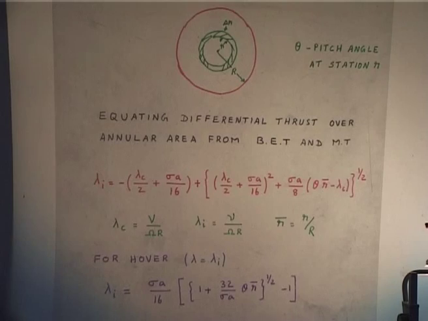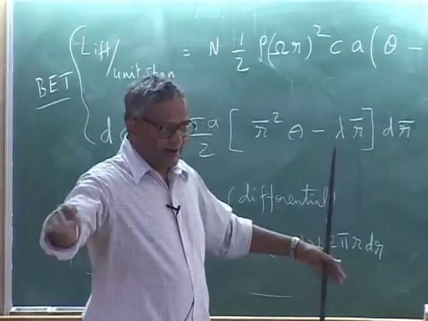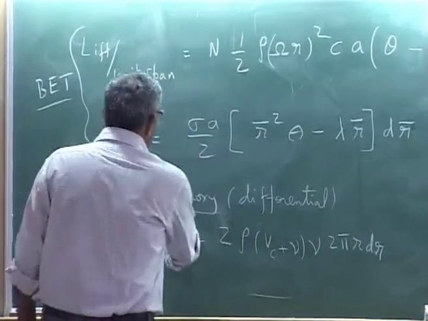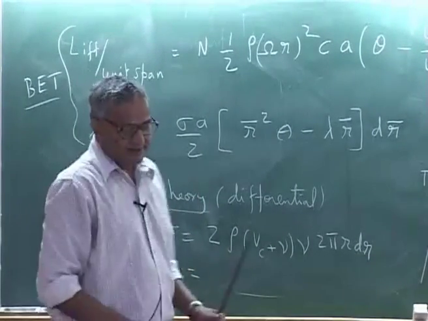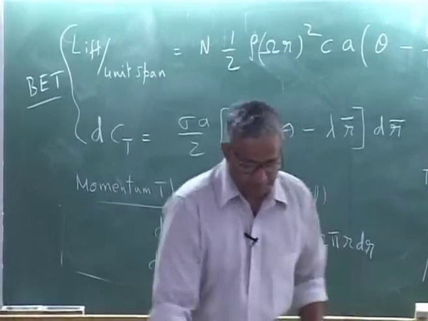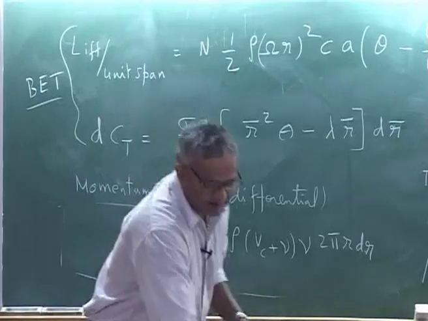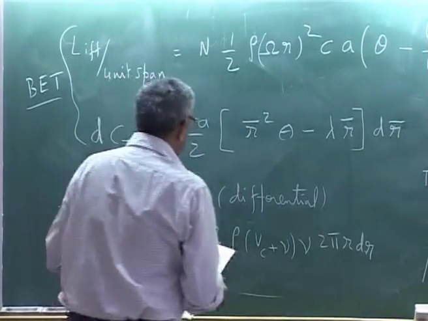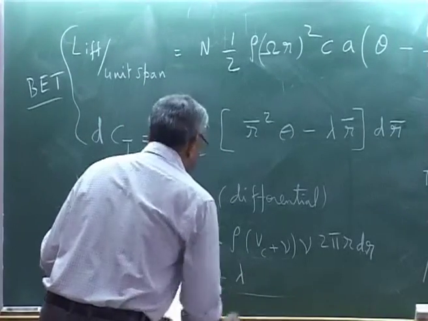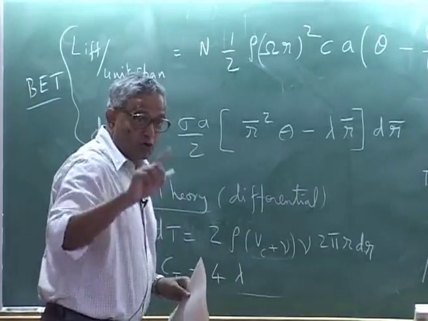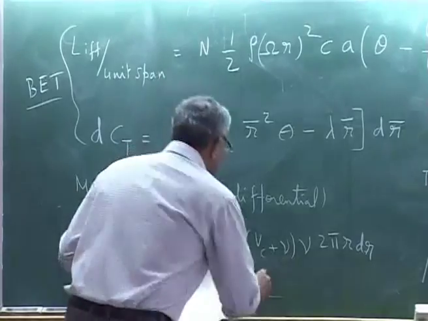You can non-dimensionalize this, divided by, as usual, rho pi R square omega R square. If you non-dimensionalize, you will get dCt. This is from momentum theory. You will have dCt will be, because you have 2 and 2, you will have 4. Okay, I will write that 4. This term is lambda, because Vc plus nu over omega R is lambda, and then this divided by omega R is lambda I.